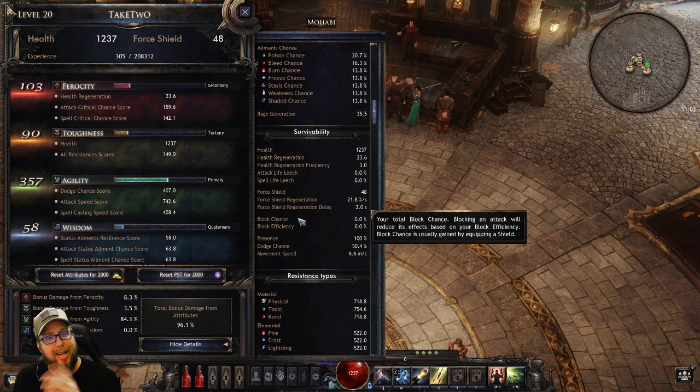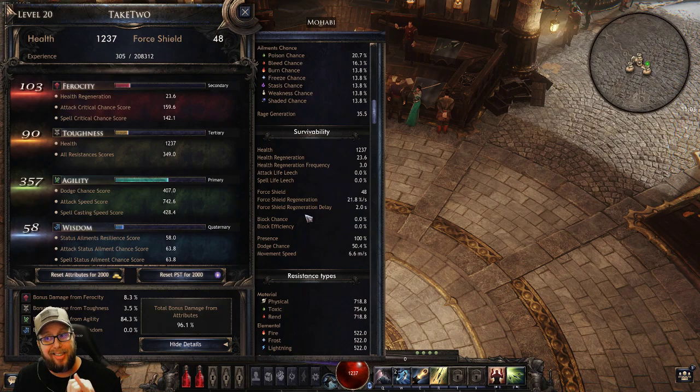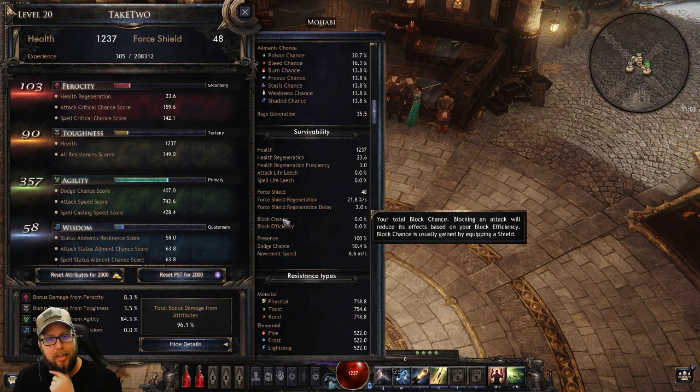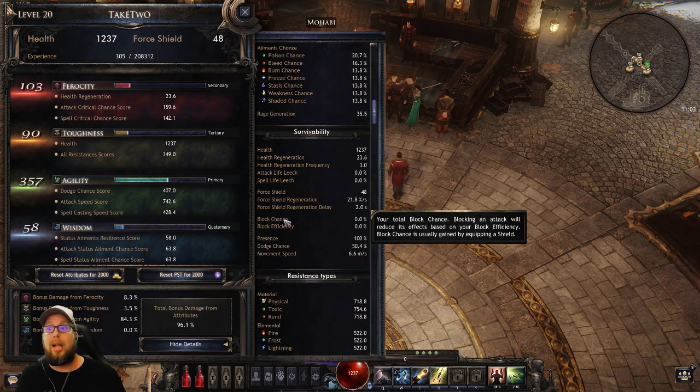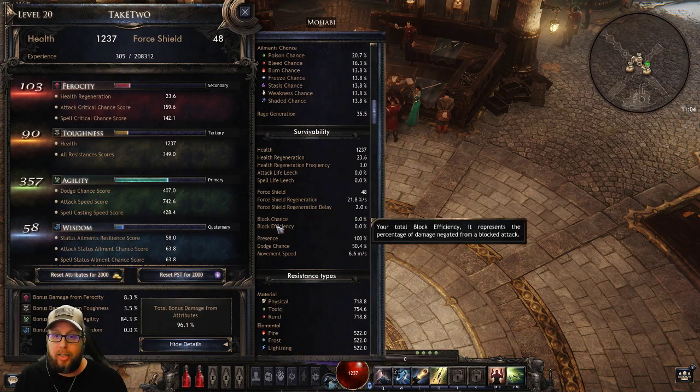And then block chance versus block efficiency is another big one. People are like, what? What is that? Block chance. Your total block chance, blocking an attack will reduce its effect based on your block efficiency. Block chance is usually gained by equipping a shield. Block chance is just that. The chance you have of blocking an attack. Block efficiency, however, is actually how much damage you negate or mitigate by blocking that attack.